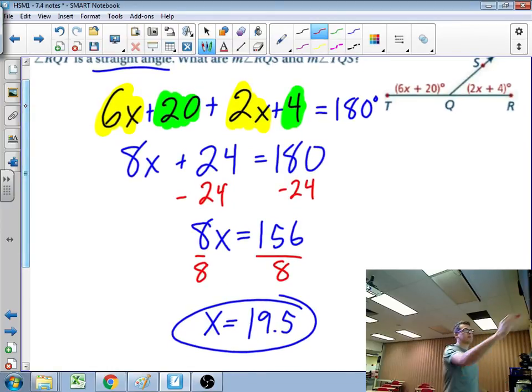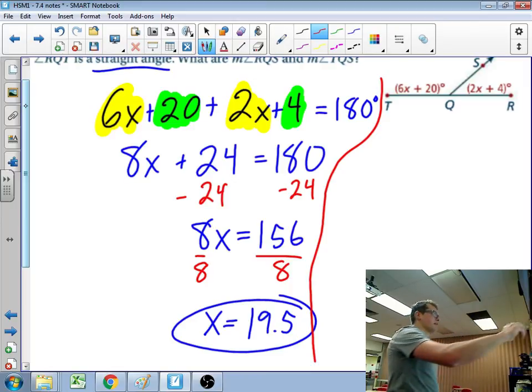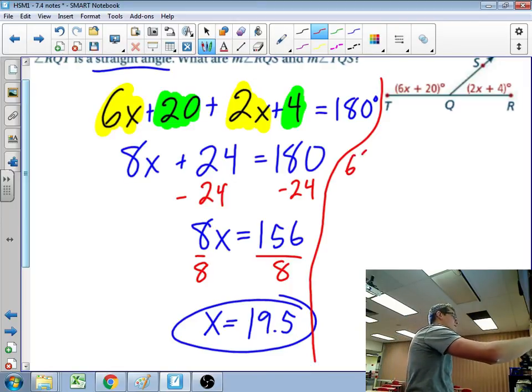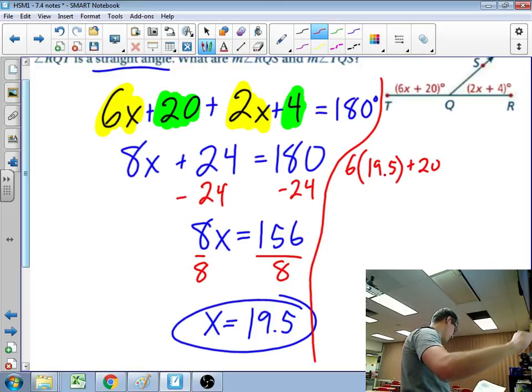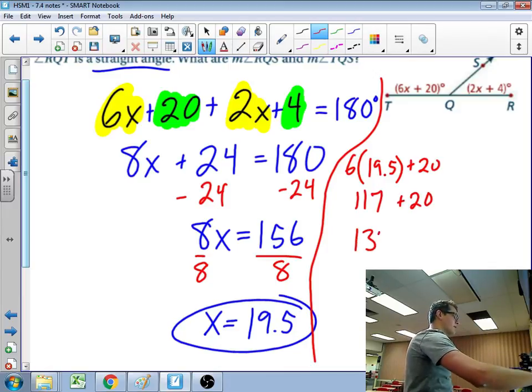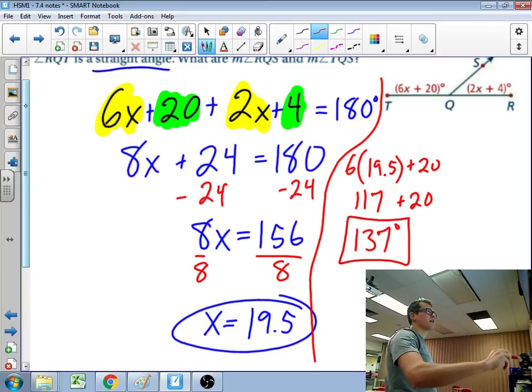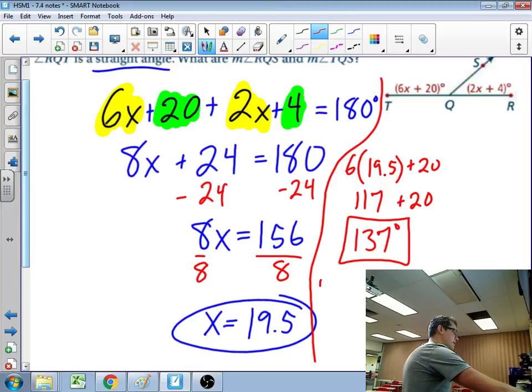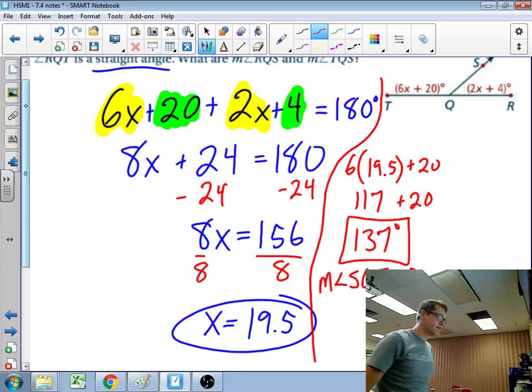I need to plug in to find the actual angle sizes. Let's go ahead and take our obtuse angle first. So plugging in 19.5, I have 6 times 19.5 plus 20. 6 times 19.5 gives me 117. When I add 20 with that, I get 137 degrees. And that is an answer for angle SQT. So measure of angle SQT equals 137.